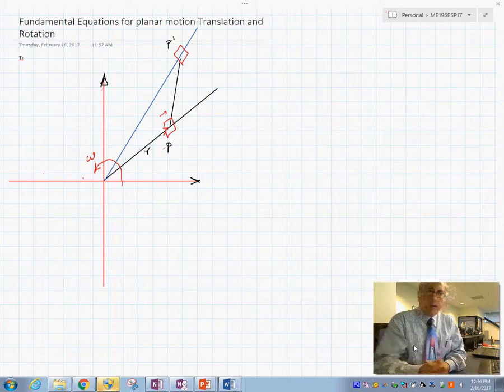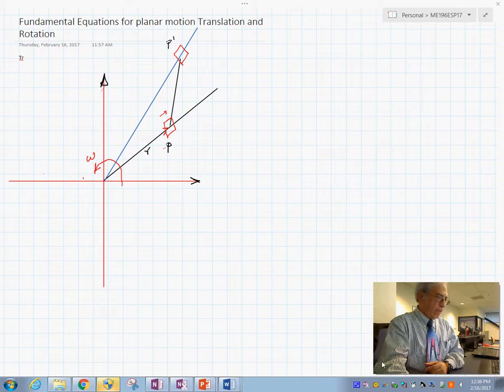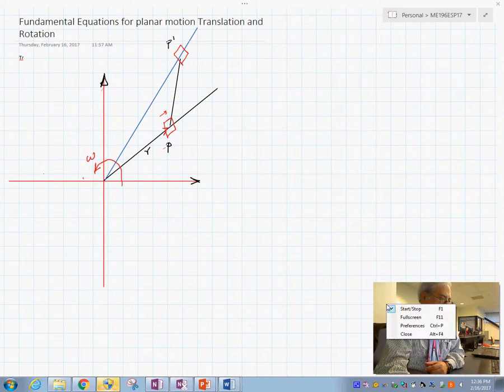Today we're going to see the fundamental equations for planar motion, for the velocity and acceleration of this particle that you see sliding on a rod in the picture on the left. So let me explain a little bit more on the problem here.